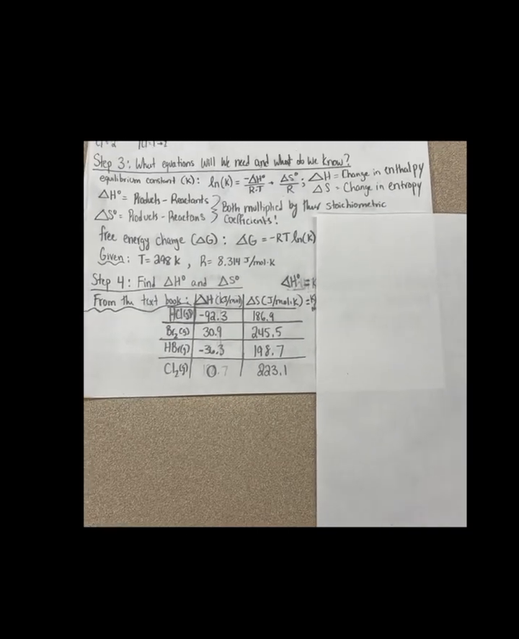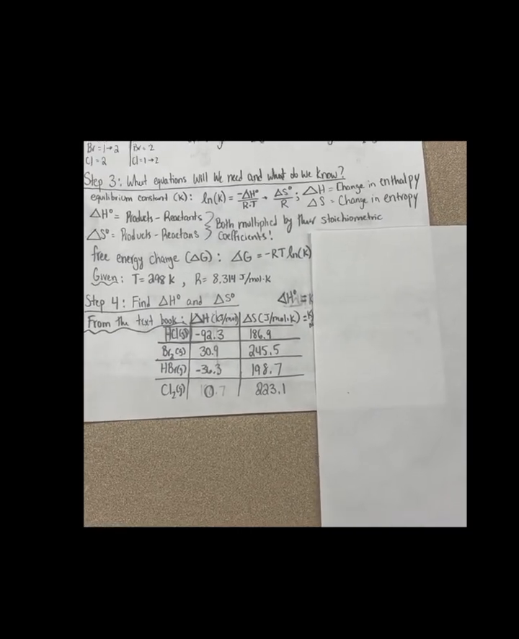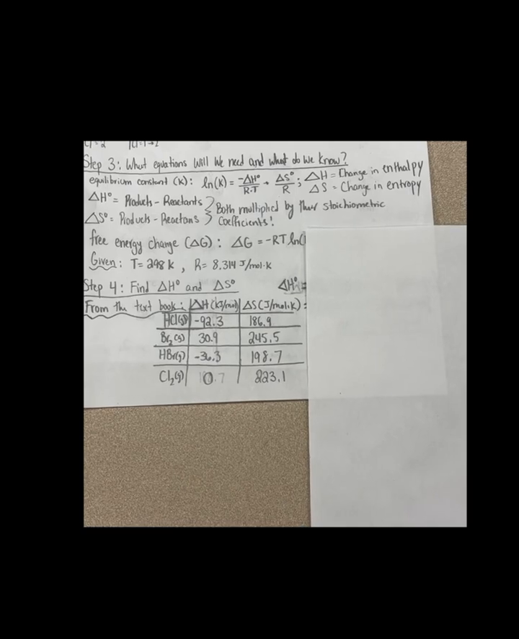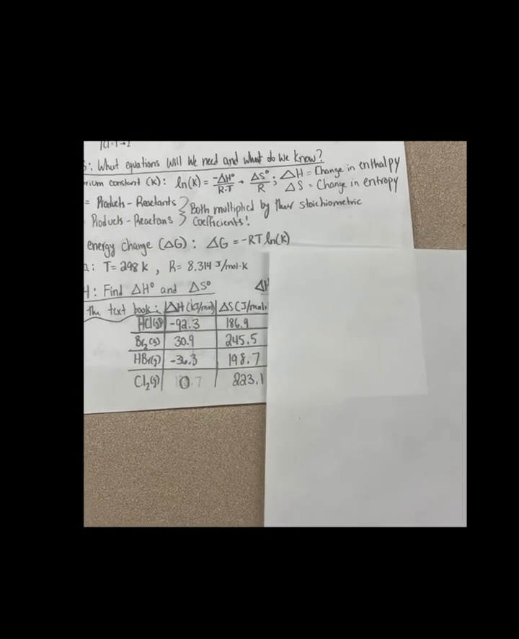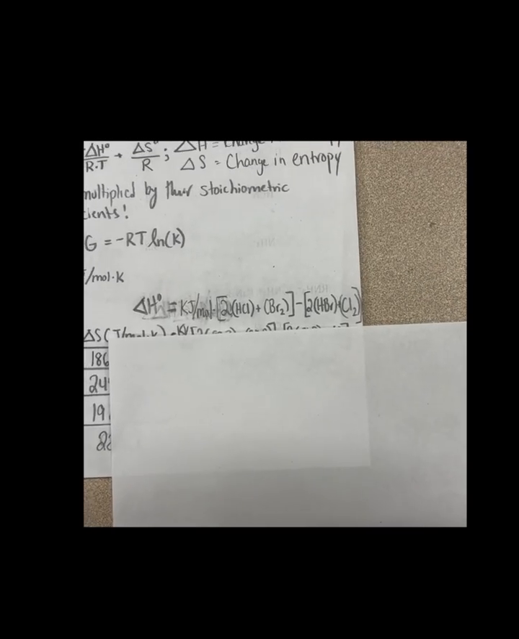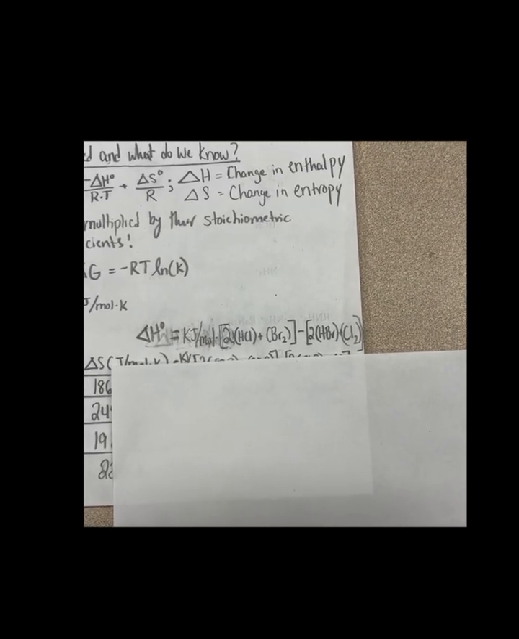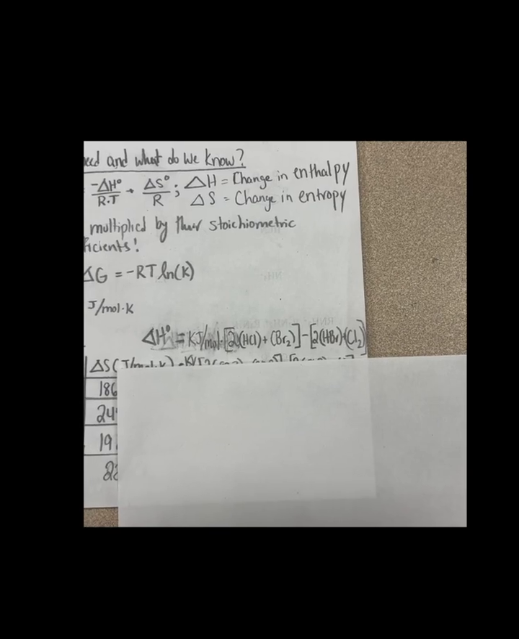The next step is to find delta H and delta S. I created a table here of all the values for delta H and delta S from the appendix of the textbook for each species in the reaction. Here is the products minus reactants equation for delta H. Here is the raw equation without any values plugged in: 2 times HCl plus Br minus 2 times HBr plus Cl2.